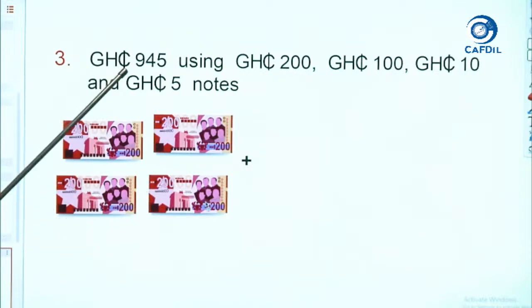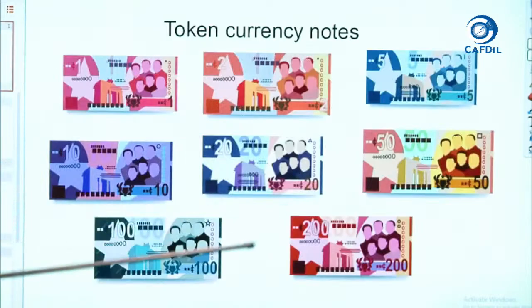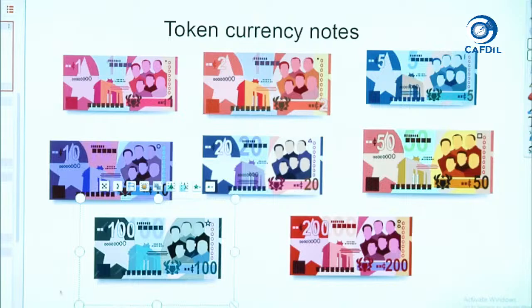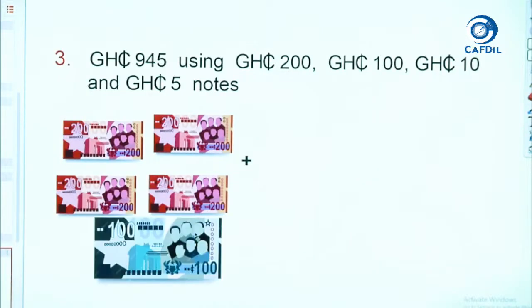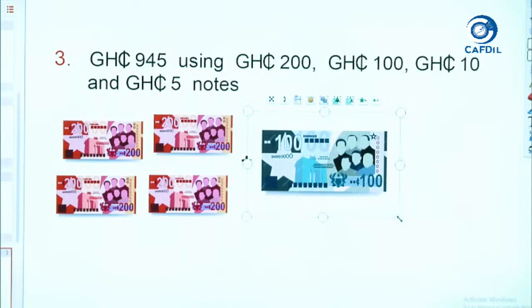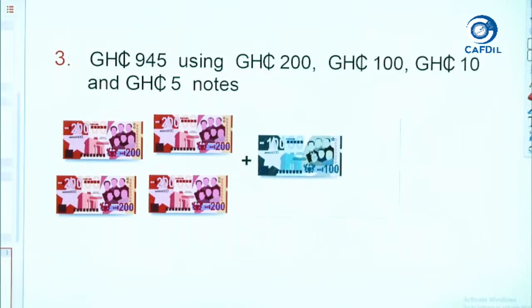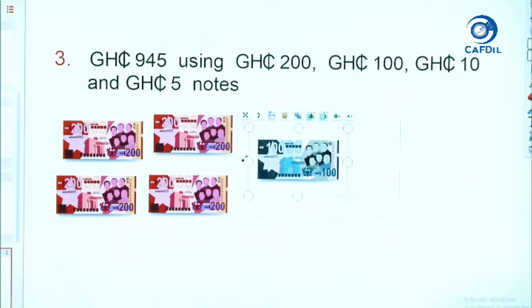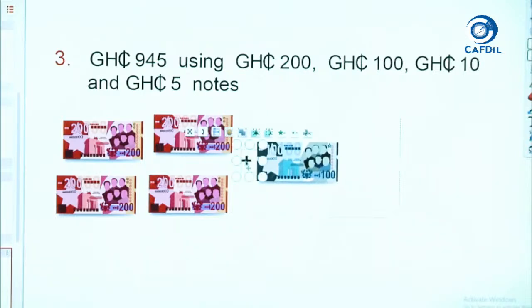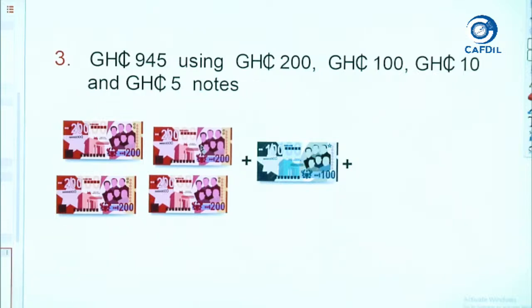We are left with 145. Which note should we use? We can use 100 cedis notes. And this time, we will need just 1. So I'm picking my 100 cedis notes. We will need just 1. Good. We have the 100 cedis notes plus 800, making 900. So we are left with 45 cedis to go.